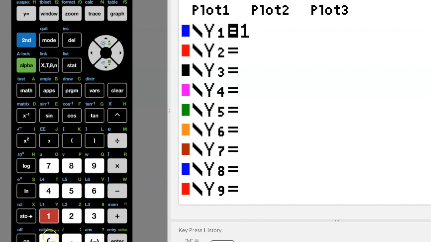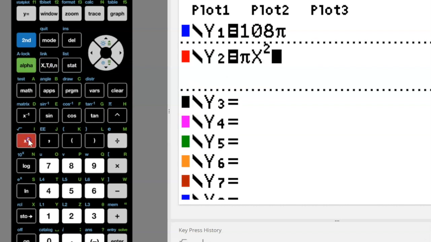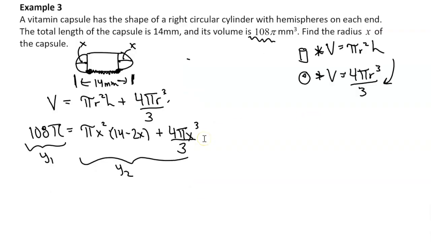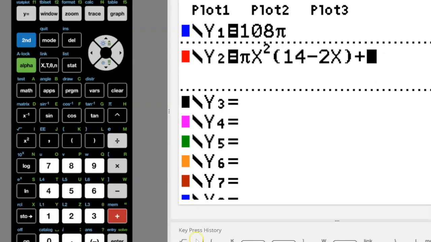Okay, so our y1, we said we had 108 pi. And then our y2, we had pi x squared times 14 minus 2x. That was the volume of our cylinder, and then we're going to add that to the spheres. And for the spheres, we had 4 pi x cubed over 3.